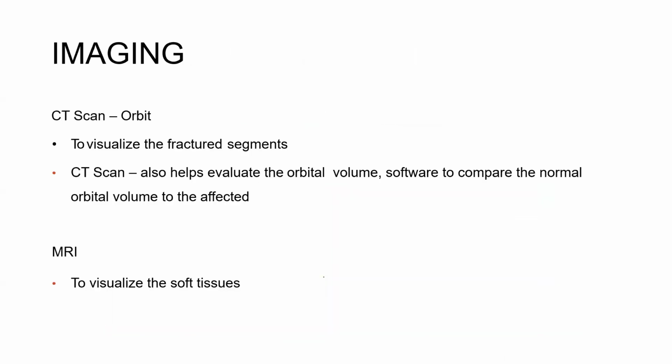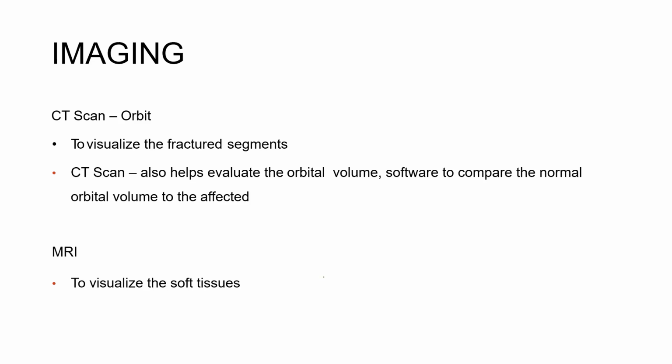Coming to imaging. Now that clinical examination, ophthalmic examination, and orthoptic examination are over, you are supposed to have a radiologic examination. The CT is the gold standard for orbital trauma. That too, the 1 mm slice has to be visualized in all three planes, axial, coronal, and sagittal, to have a complete diagnosis as well as treatment plan, and to evaluate the prognosis as well.